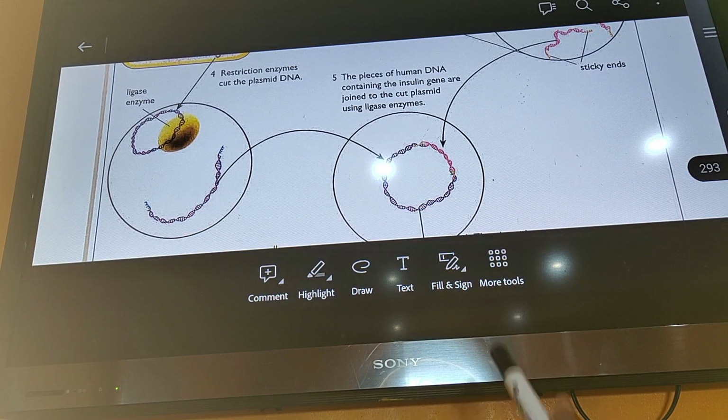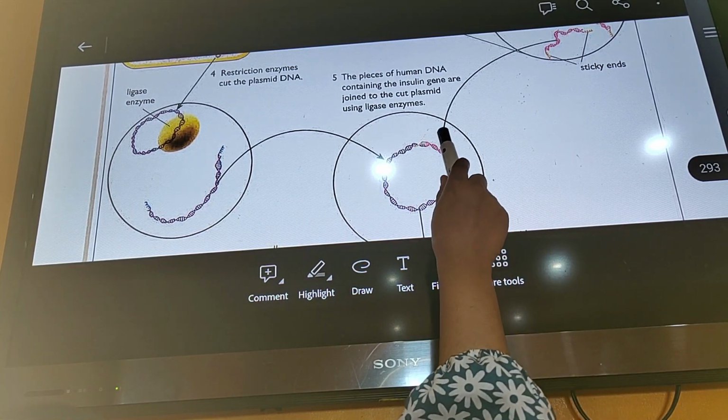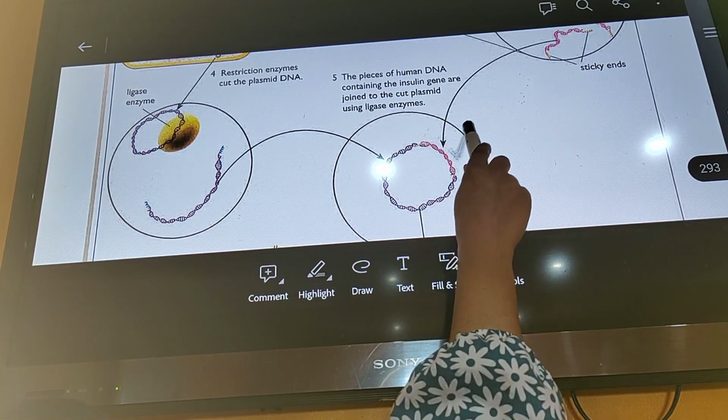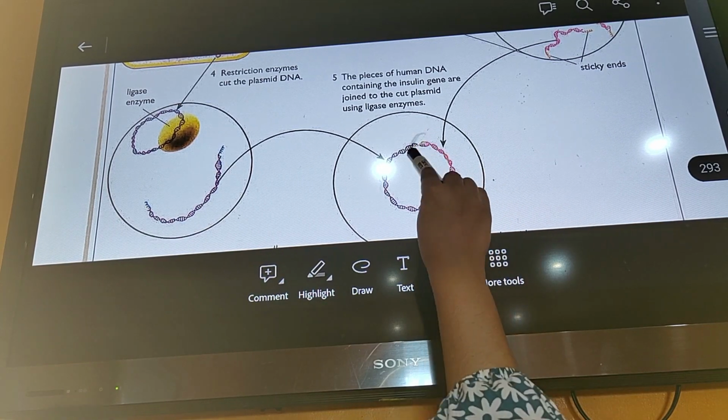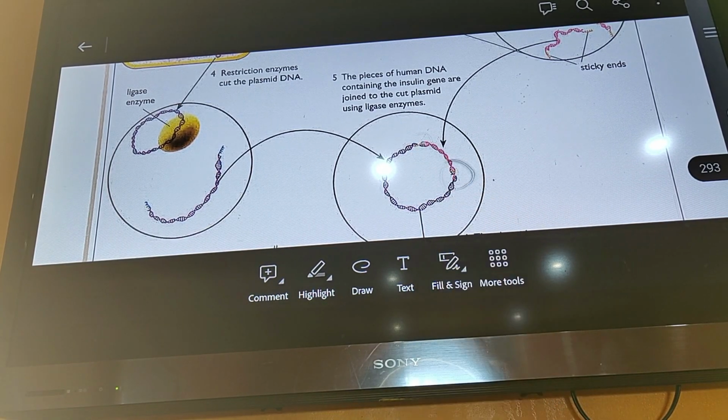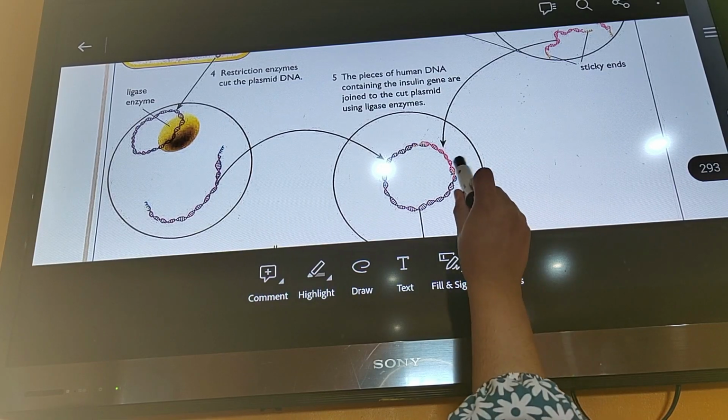Is that clear? So, the ligase enzyme sticks both DNAs together. Ligase enzyme joins the sticky ends. And the restriction enzyme produces the sticky ends of human DNA and plasmids, which are complementary to each other, so that they can join like that.